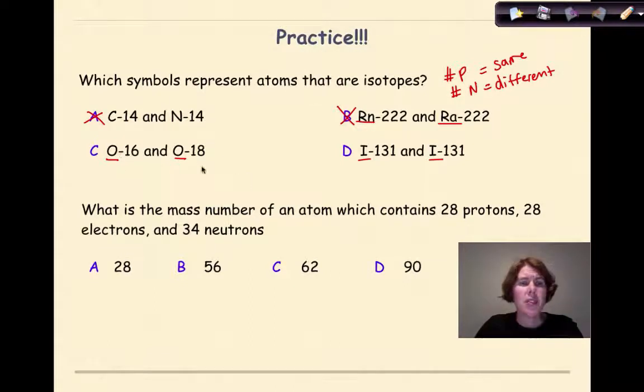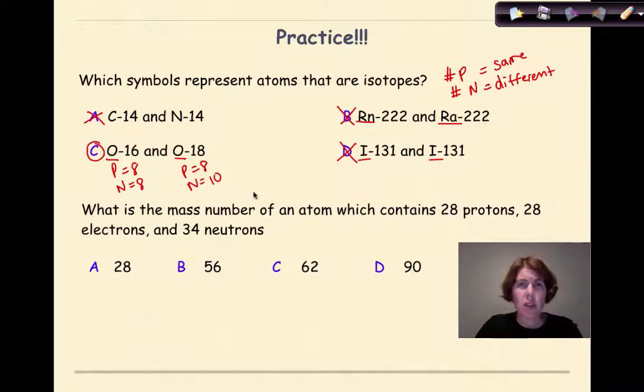So I look at oxygen 16 and oxygen 18. They have different neutrons. Oxygen 16, as we've seen before, protons here 8, and then neutrons would be 8. But oxygen 18, protons would be 8, but neutrons would be 10. Over here, iodine 131 and iodine 131. Well, those are the exact same elements with the exact same masses, so no, not the right option. So that leaves us with C as the correct answer.